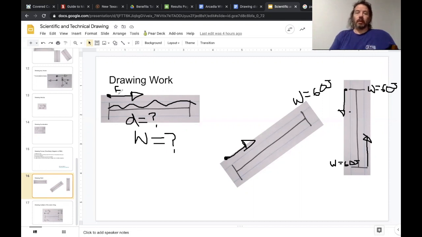Just know that the force and the distance have to be parallel in their drawing. If your force or your distance are not parallel, then you got a problem. Work is not being done quite the way you think it is. And so then we got to talk about it. So you can refer to the work video notes to get a better understanding of what I mean by that. But that is how you draw work.